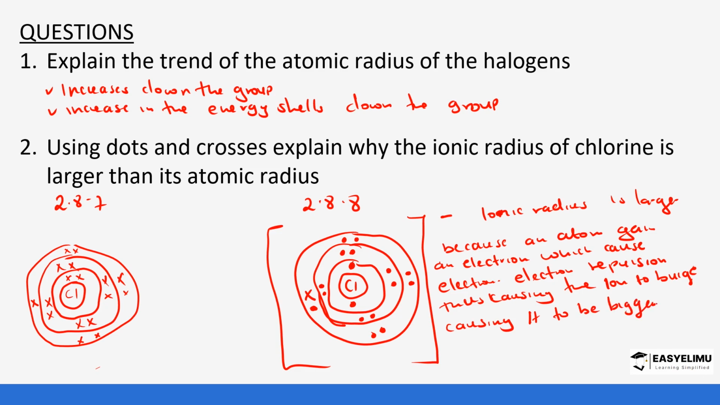So the idea is to show the electron that is being added to a group of electrons. So there is that electron repulsion that occurs between that one electron and the existing electrons. So the ion will bulge outwardly, causing it to be bigger or larger than the atom.